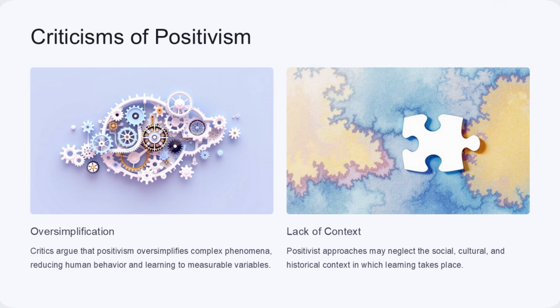Positivism has been criticized for oversimplifying complex human phenomena. It reduces behavior and learning to measurable variables, ignoring the nuances and contextual factors. Critics argue this approach fails to capture the full richness and depth of human experience and learning. Positivist methods may neglect the important social, cultural, and historical contexts that shape how people learn and behave. This lack of contextual understanding can lead to incomplete or distorted conclusions about human learning and development.